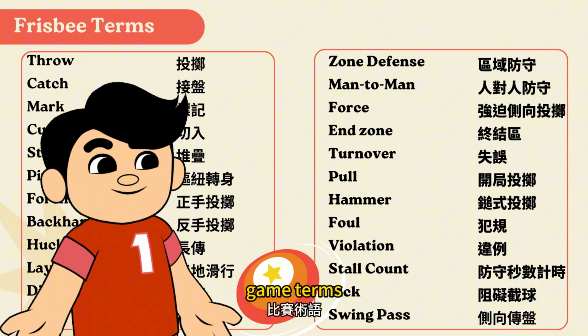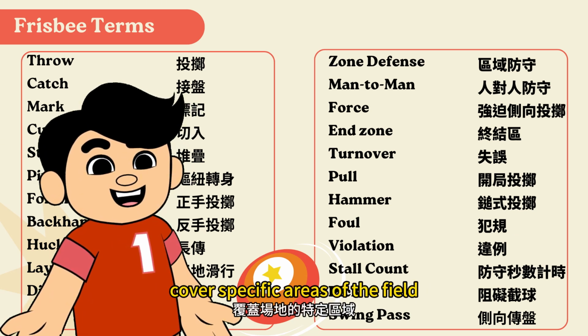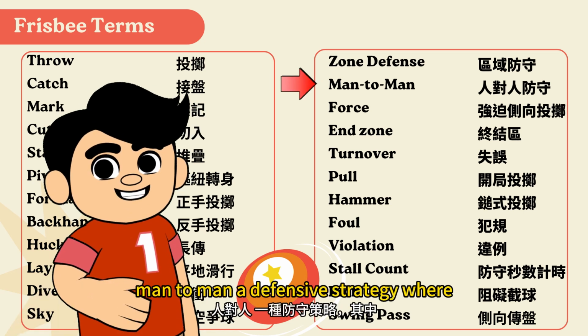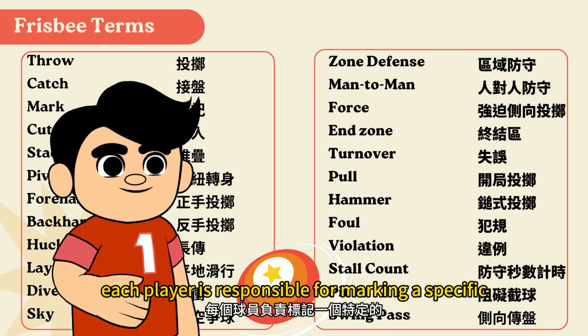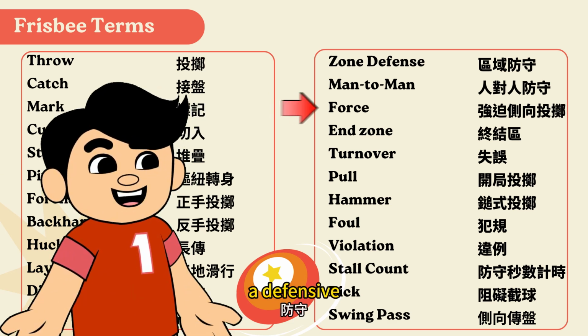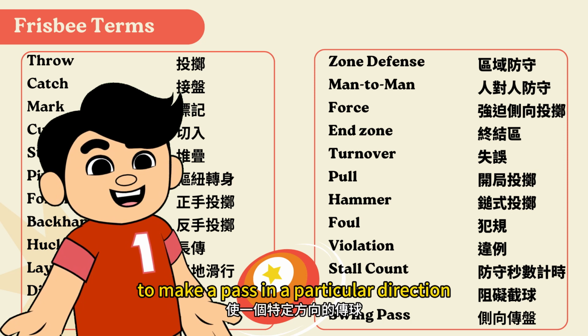Game terms. Zone defense: a defensive strategy where players cover specific areas of the field rather than marking individual opponents. Man-to-man: a defensive strategy where each player is responsible for marking a specific opponent. Force: a defensive tactic where the defender forces the thrower to make a pass in a particular direction.